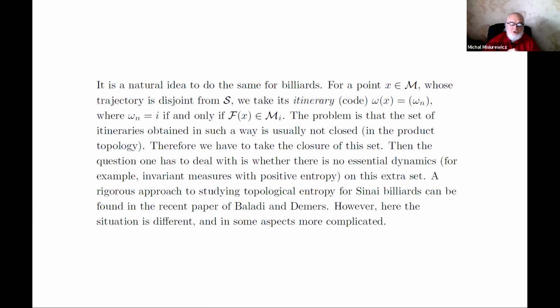And of course, it should be not f of x, but f^n of x. Okay, so we get a symbolic system, but this symbolic system, the set of itineraries, is not closed in the product topology, of course, as usually for symbolic systems. We use product topology. Okay, so we have to take the closure of this set.